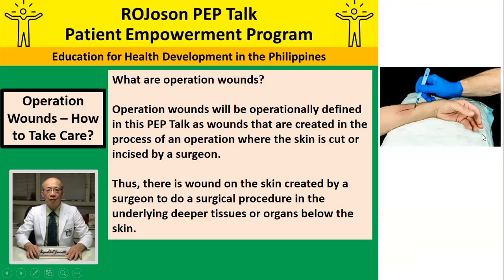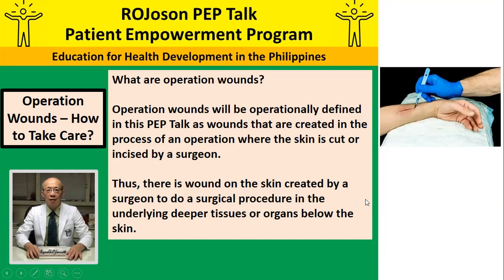Let's start with the first topic. What are operation wounds? Operation wounds will be operationally defined in this pep talk as wounds that are created in the process of doing an operation where the skin is cut or incised by a surgeon, as illustrated in this picture. So a surgeon making a cut, and then there's a resultant wound. So this is an operation wound, in contrast to wounds not done by surgeons.